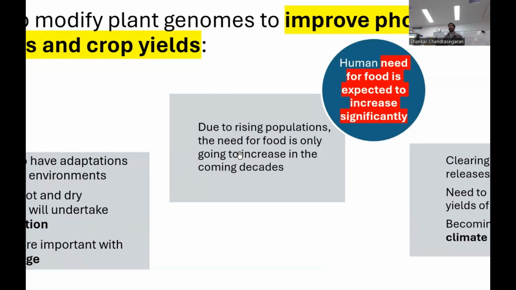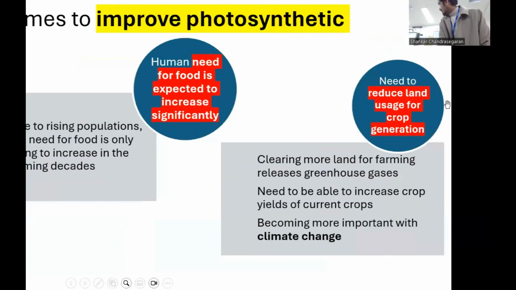But we are running out of arable land. Okay, this is a non-renewable resource, arable land, and we keep using it up, and it's only going to increase because we are having more and more mouths to feed. So the problem is, how are we going to support that population? We need to be able to produce the necessary food to support that population.